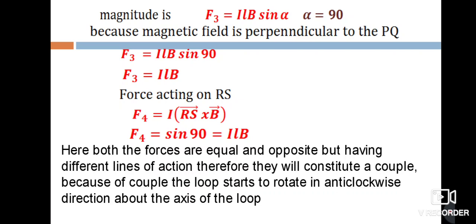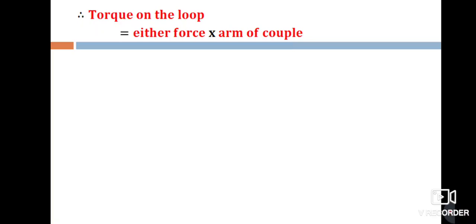Then with the help of these different lines of action, the loop will start to rotate in an anti-clockwise direction about the axis of the loop. Don't get confused here. F3 and F4 will not cancel each other because, however equal and opposite they are, they are not acting along the axis. They are acting along different lines of action. Therefore, they constitute the couple, and because of the couple, the entire loop starts to rotate in an anti-clockwise direction, and further we can write that it will develop the torque.